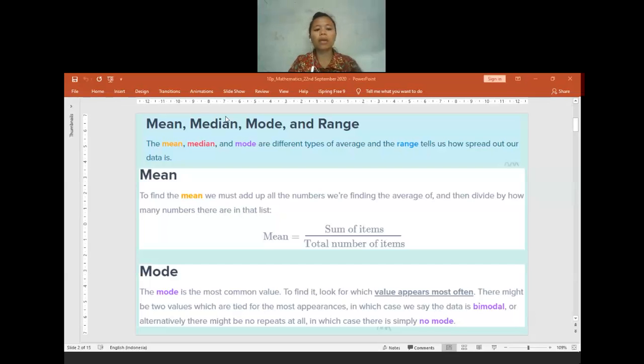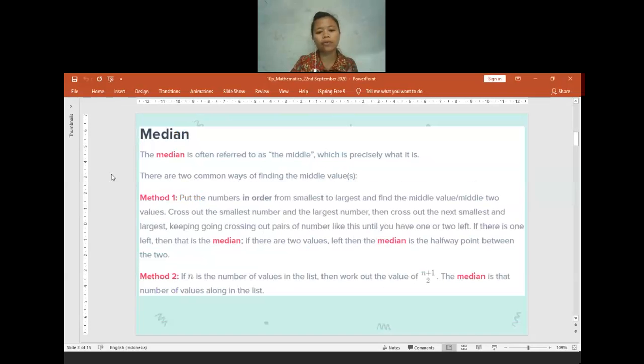The median is the middle one. For finding the median, there are two methods. For both of them, you have to order the numbers first, from the smallest to the largest one. After you order, you can cross out the numbers from the most left and most right, one by one, until you find the middle one. That is what we call the median.